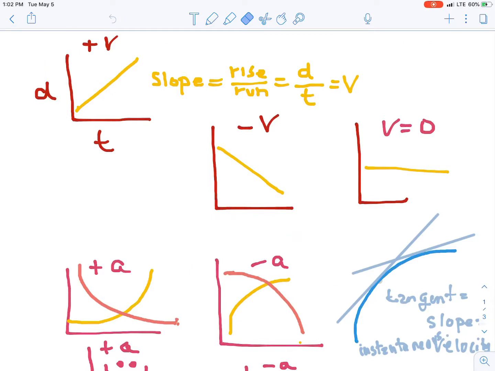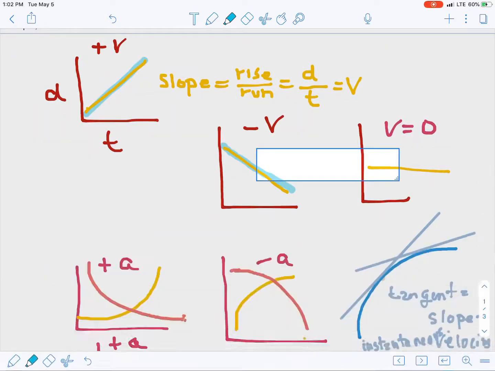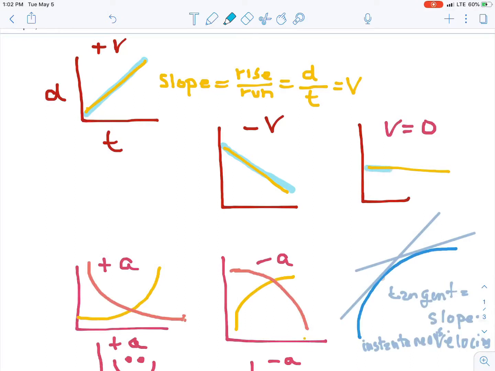And the things to remember on a distance time graph is that the slope, rise over run, is the velocity. Yes, it is. So just like a normal slope, if the slope goes up, it's a positive velocity. If the slope goes down, it's a negative velocity. And if there is no slope at all, it is zero velocity. Just a quick reminder of that.